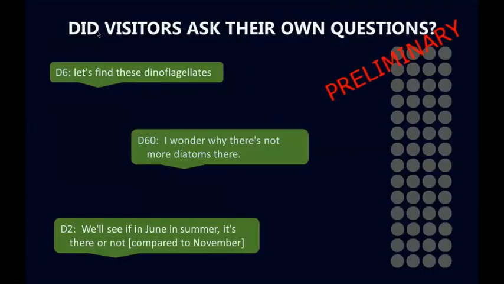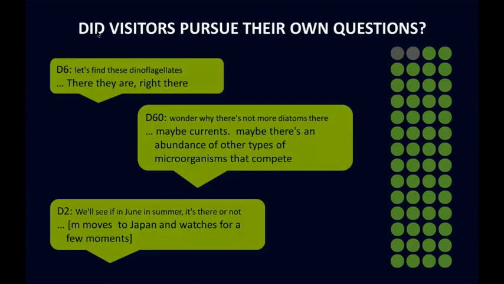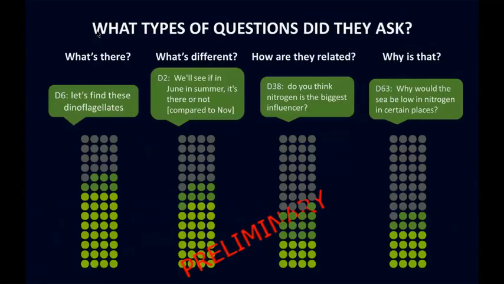Our preliminary analysis found that most visitors actually did ask their own question of the data, as shown in green. And most visitors pursued the questions they asked, as shown in the bright green. We also went ahead and categorized people's questions into broad classes. What's there? What's different? How are they related? And why is that?